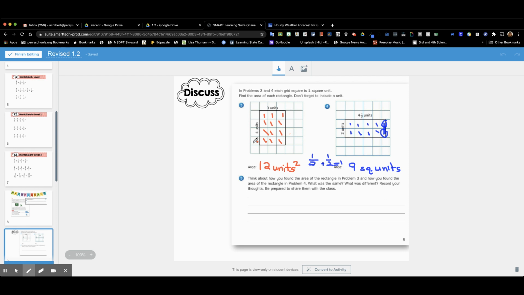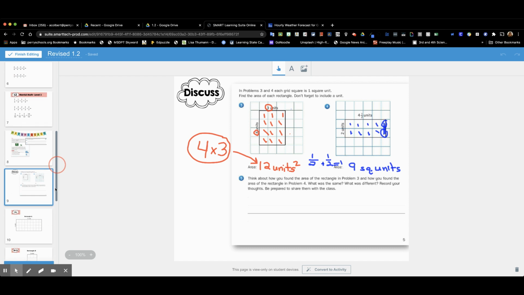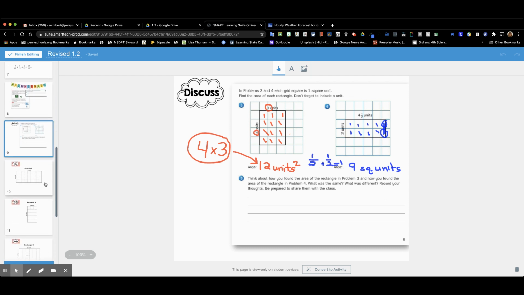Now, I want to show you something before we move on. I see a 4, and I see a 3. So I know that this is a 4 by 3. What do we know about 4 times 3? Think about that. That's something we will get to more in depth later, but definitely I want you to focus on that. Think about what I just showed you.